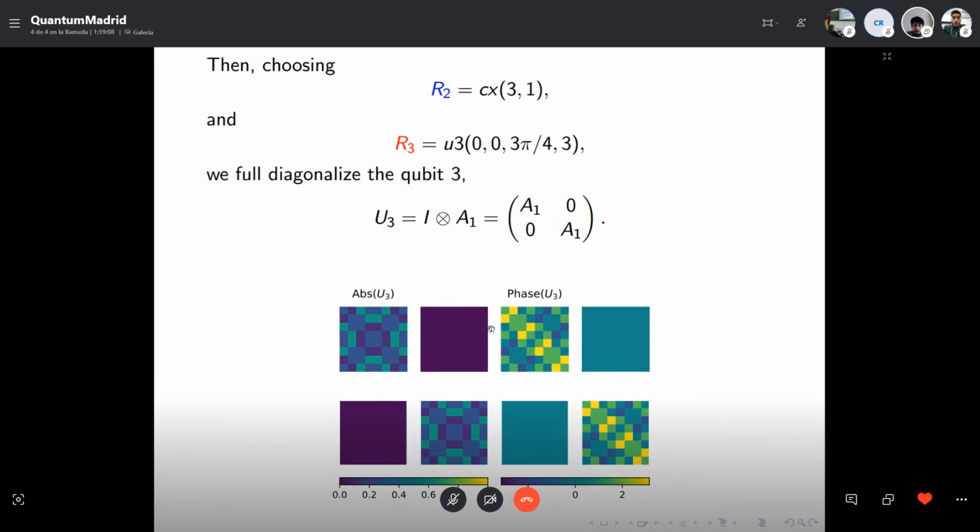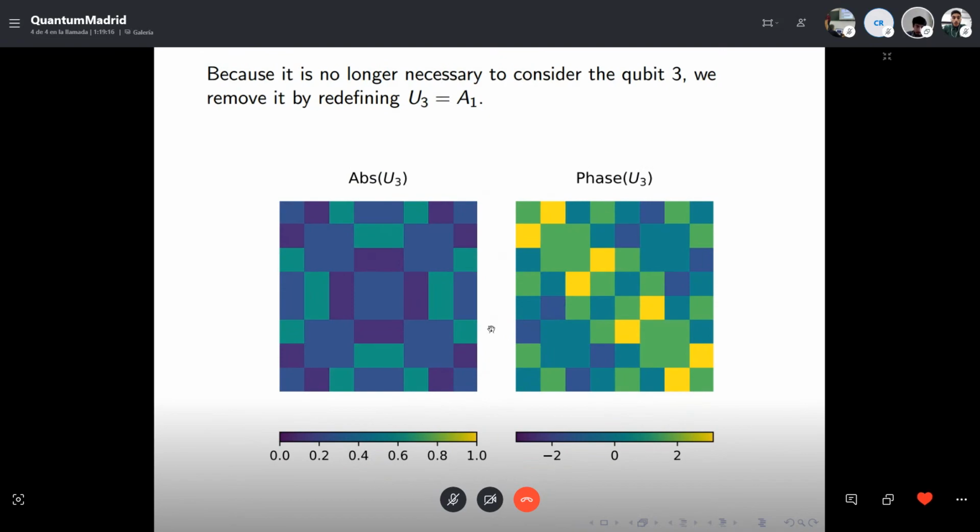So this is the idea of the protocol. Here we can now reduce the size of the problem, removing the qubit 3, redefining the matrix U3 as just A sub 1. We have now this problem. So this is now an easier problem.